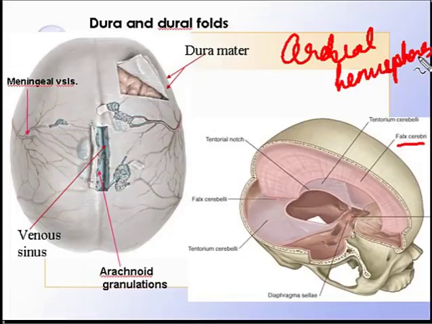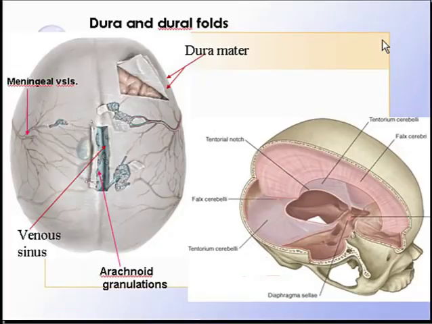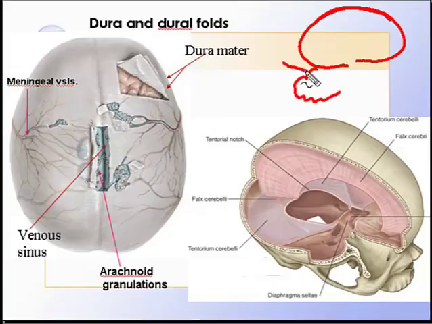This falx cerebri then comes and meets a tent-shaped fold which is known as tentorium cerebelli. So the tentorium cerebelli meets, as you can see, the falx cerebri. This tentorium separates the cerebral hemisphere. So you have one cerebral hemisphere which is present here, and under the tentorium is the cerebellum this way. So just to show it to you, if I was to draw, this is the cerebral hemisphere this way, and then you have the cerebellum underneath. So this tentorium lies in this portion up here.